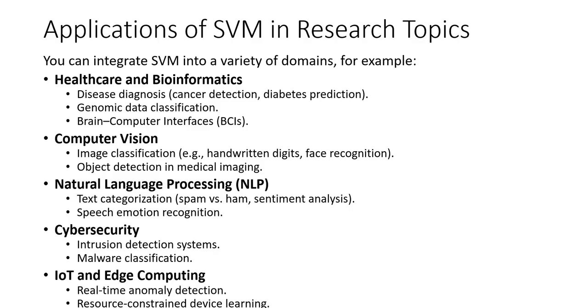SVM can also be used for sentiment analysis. Suppose we have thousands of customer reviews. The SVM model can learn from these reviews and classify new reviews as positive, negative, or neutral. This can be extremely useful for businesses that want to understand customer opinions.